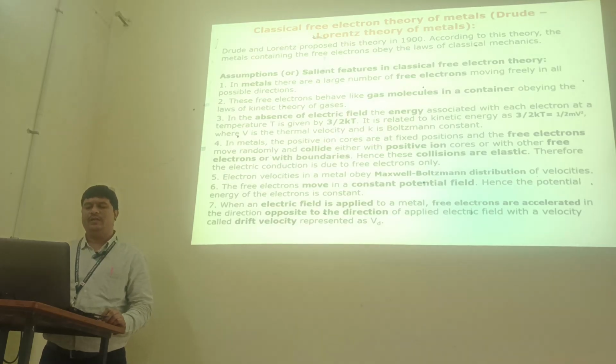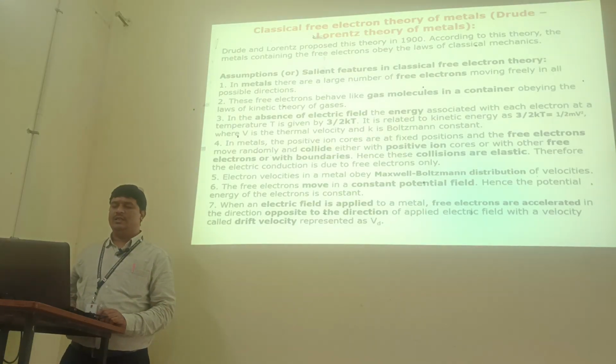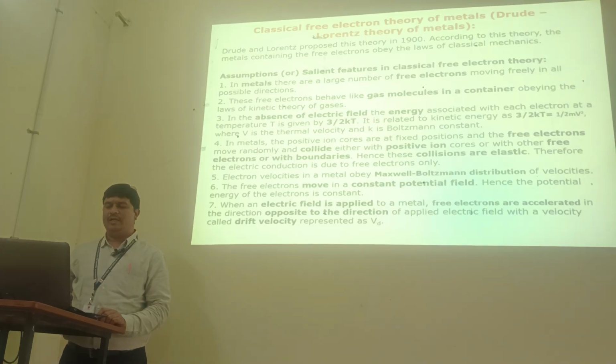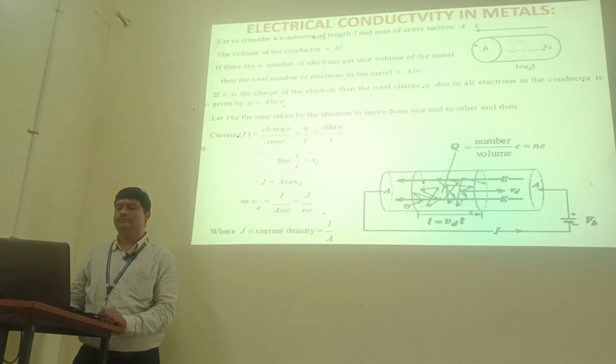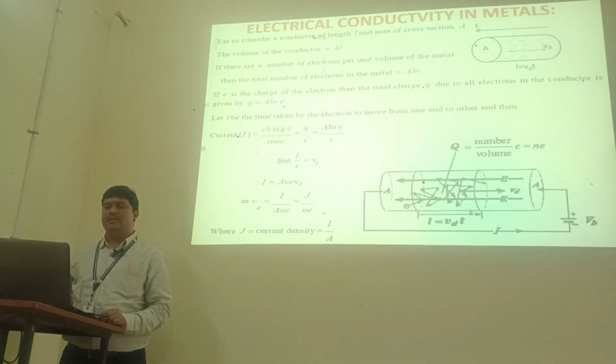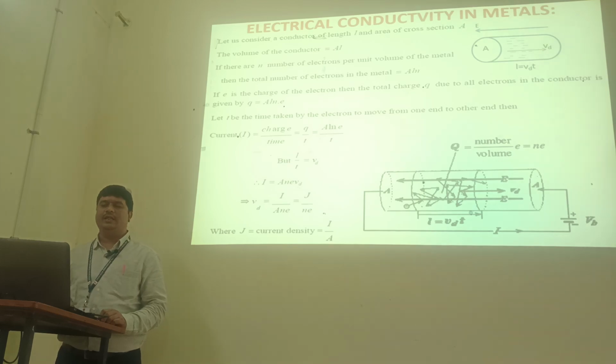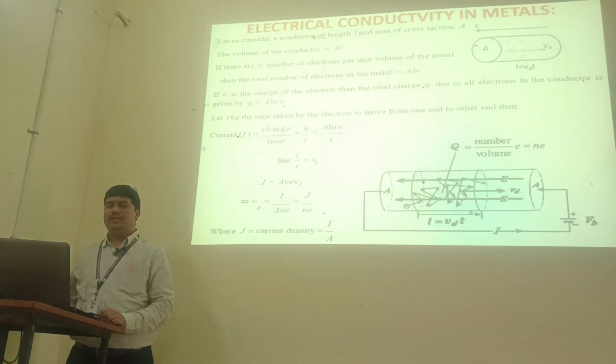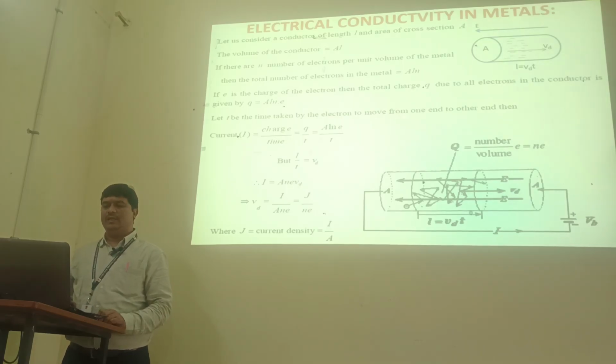Then, when an electric field is applied to a metal, free electrons are accelerated in the direction opposite to the applied field with a velocity called drift velocity, represented by Vd. Then electrical conductivity. Let us consider a conductor of length L and area A. Then the volume is equal to AL. The number of electrons per unit volume is N. Then the total number of electrons in the metal is ALN, and the charge in the material is ALNe.